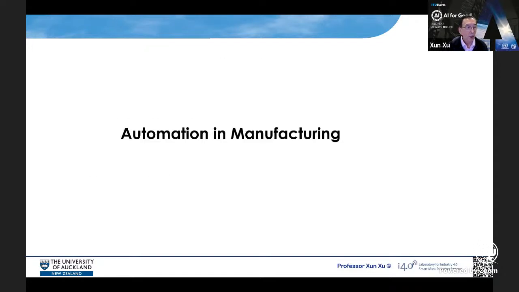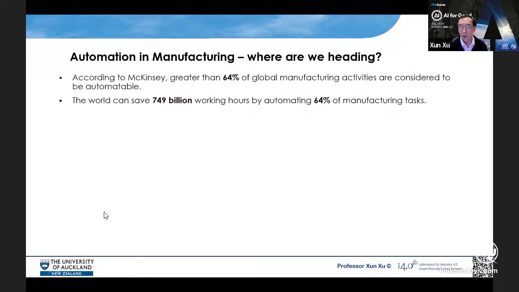So I will move on now. Let's talk about automation in manufacturing. We packed together Industry 4 and Industry 5, but the common thread here is automation. We're talking about manufacturing, so automation in manufacturing is of great interest to all of us. As it turns out, there are a lot of studies about automation in manufacturing, and this is a survey study by McKinsey predicting that 64% of the global manufacturing activities can be automated. If you do that, you're saving an awful lot of working hours, and you're saving other things as well.